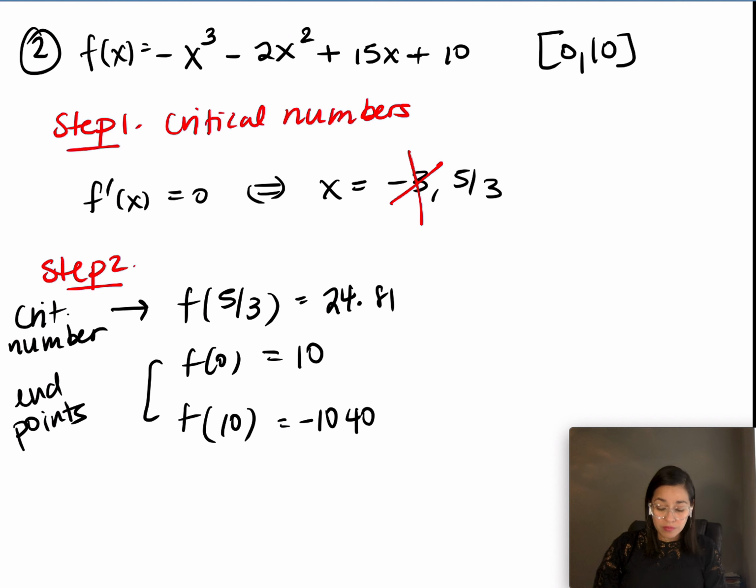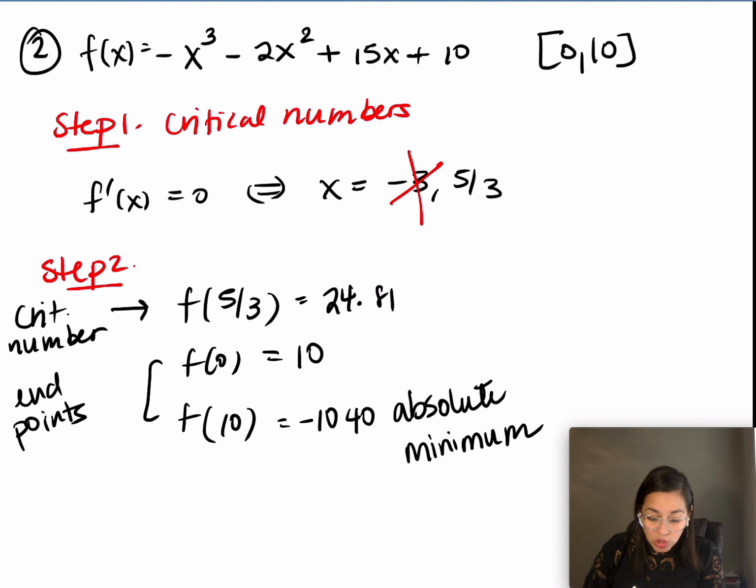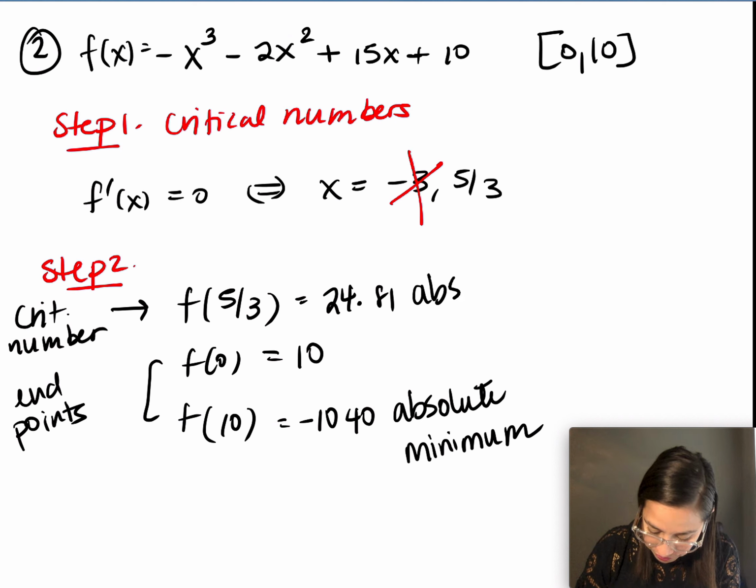Then you go back and you look at this and you see that negative 1040 is the smallest of all, so this is my absolute minimum. And then 24.81 is the largest of all, so this is my absolute maximum.